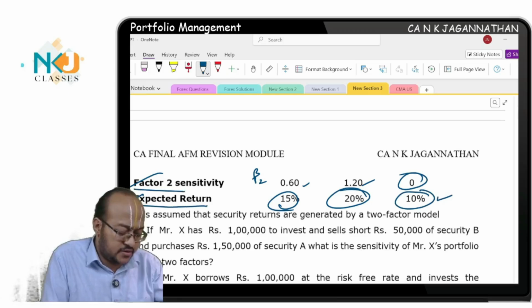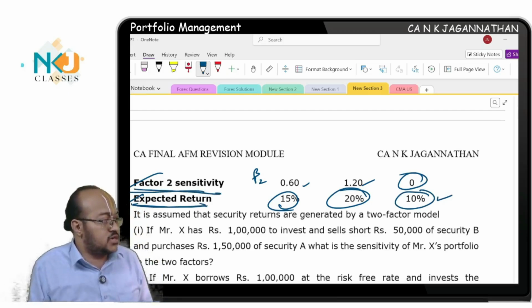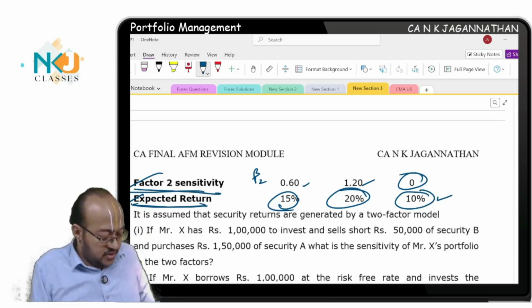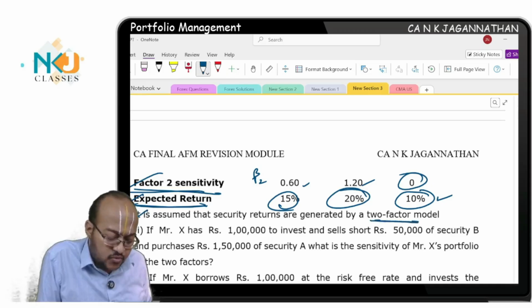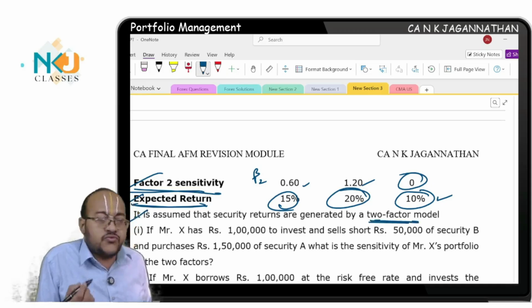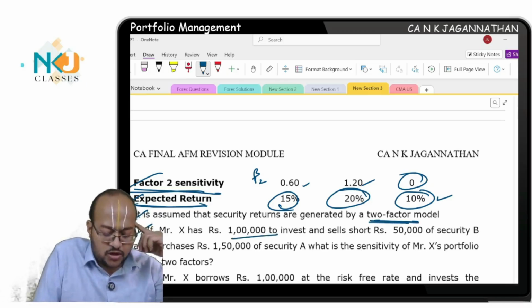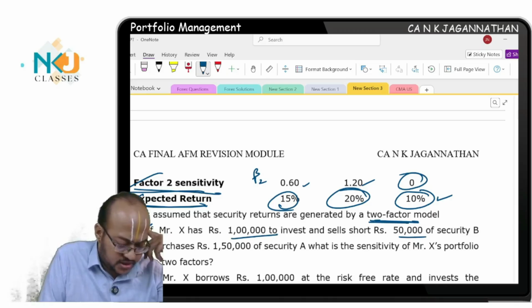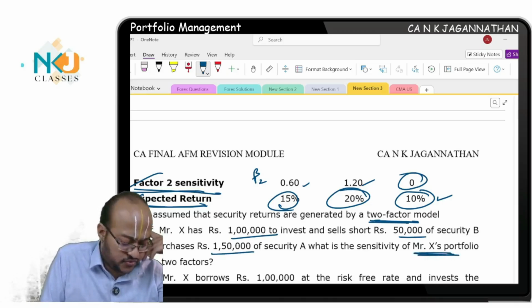This is expected return, used interchangeably. I told you required rate of return will be used interchangeably as expected rate of return. It is assumed that the security returns are generated by a two-factor model. A two-factor model, APT should be applied. If Mr. X has rupees 1 lakh to invest and sells short rupees 50,000 of security B and purchases rupees 1,50,000 of security A, what is the sensitivity of Mr. X's portfolio to the two factors?